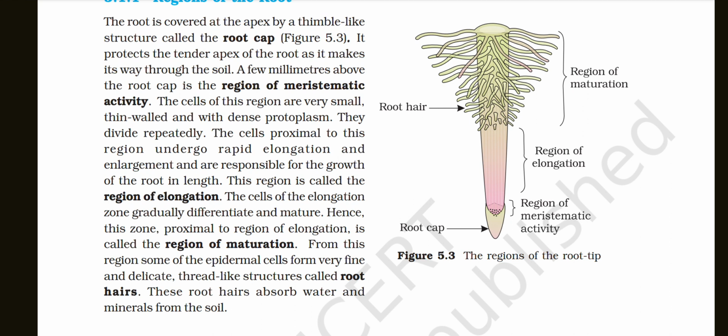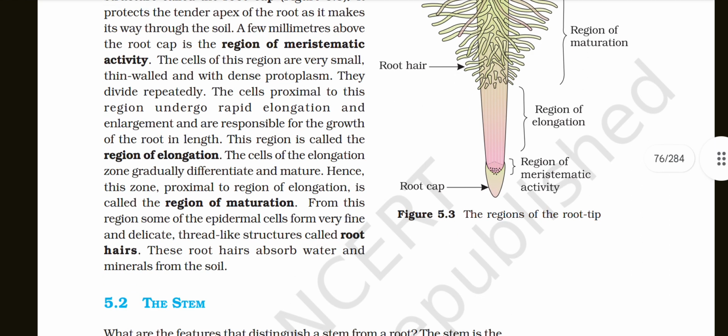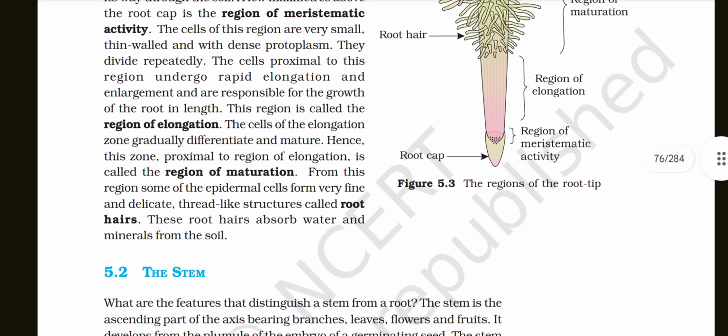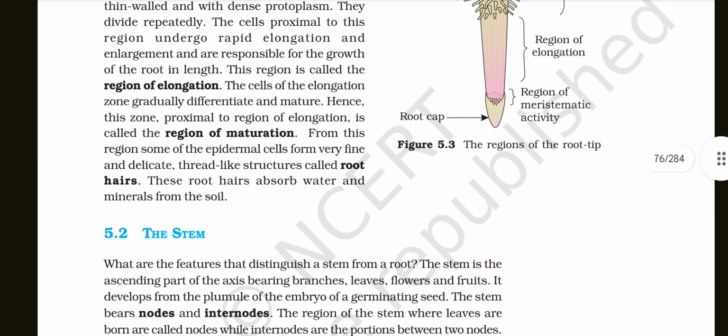The cells of this region are very small, thin walled, and with dense protoplasm. They divide repeatedly. The cells proximal to this region undergo rapid elongation and enlargement and are responsible for the growth of the root in length. This region is called the region of elongation.